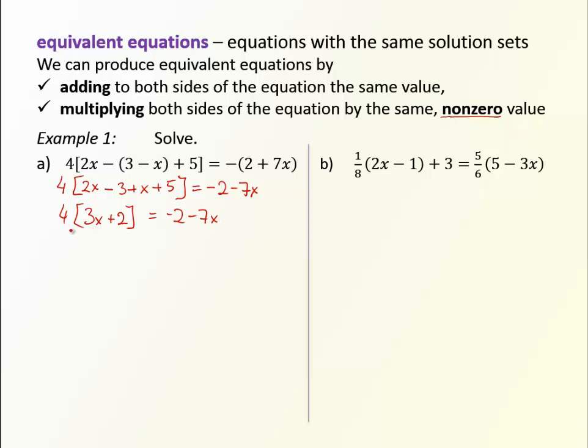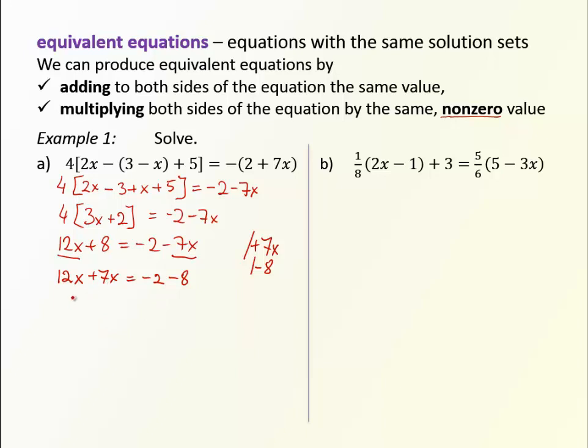One more step, open this bracket, so multiply through: 12x plus 8 equals -2, -7x. Finally, put all the terms with x to one side, to the left for example, so it's 12x. I bring the -7x to the other side. Formally, I am adding 7x to both sides. So this is plus 7x equals -2, and bring the 8 to the other side. Formally, I am subtracting 8 from both sides.